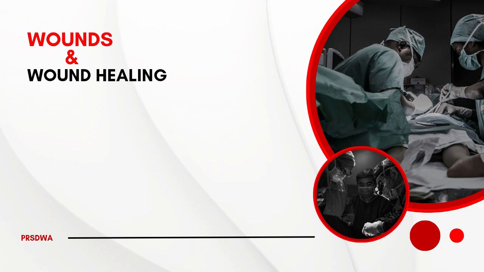Number three. Which one of the following collagen subtypes is most commonly found in the skin? A. Type 1, B. Type 2, C. Type 3, D. Type 4, E. Type 5. So I'll choose A. Number 4.